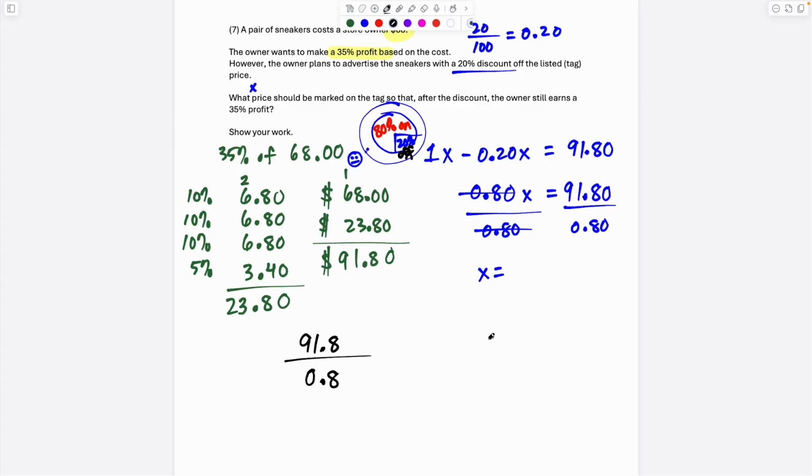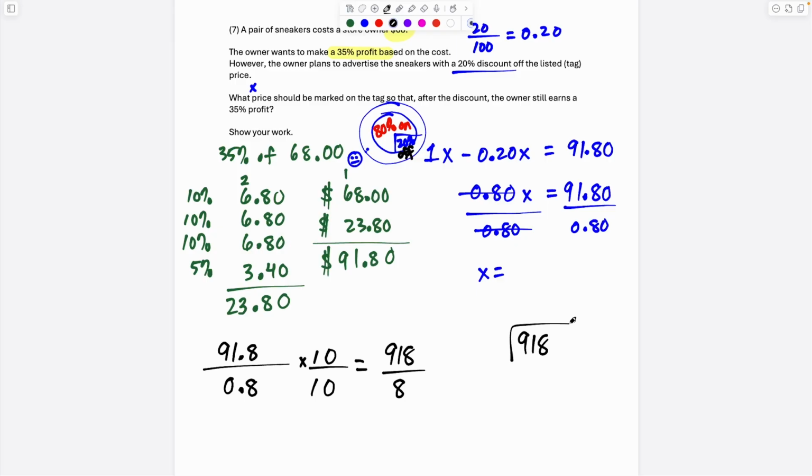And now I could do something like this. I could do 91.8 divided by 0.8. Or what I could do is move the decimal one space to the right on top and bottom. The reason we're allowed to do that, just to highlight the concept, is that if I go times 10 on top and times 10 on bottom, that gives us 918 divided by 8. The decimal just moves one space to the right on top and bottom. So that's the division I'm going to do here: 918 divided by 8.